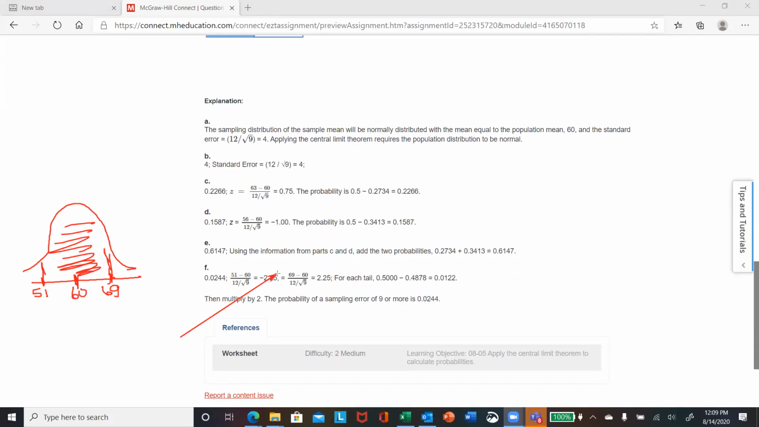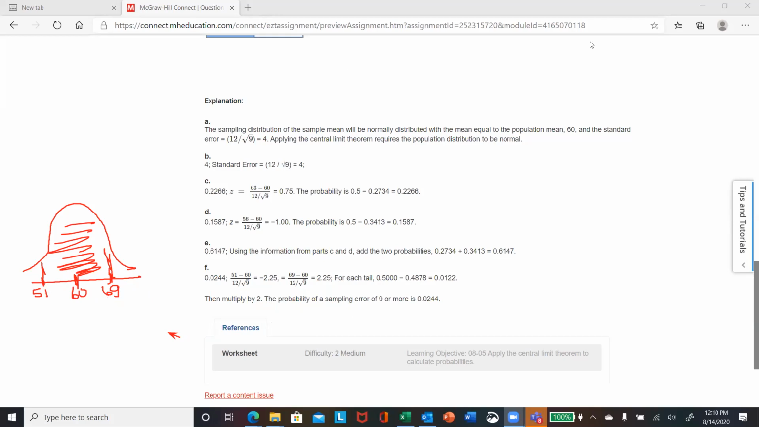51 minus 60, 69 minus 60. You get negative 0.25 and a positive 2.25. And then you just have to look these tails up. So what they're really wanting is to find the area to the right of each of these, because each of those would take you out more than 9. If you look up 2.25, I'm just going to go to my Z table real quick, 2.25 in your table would be 0.4878.